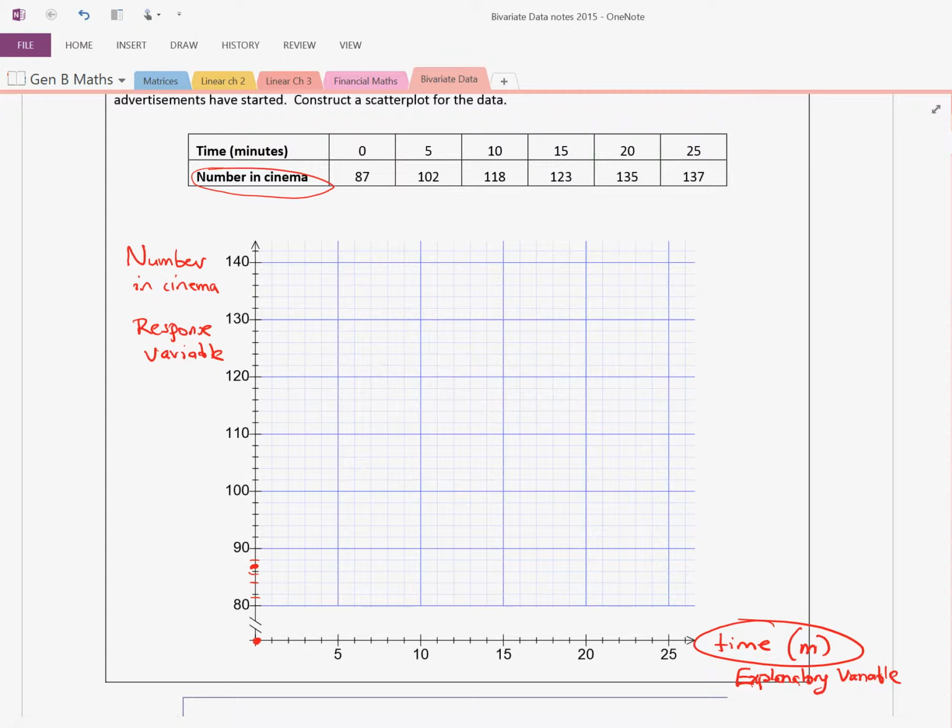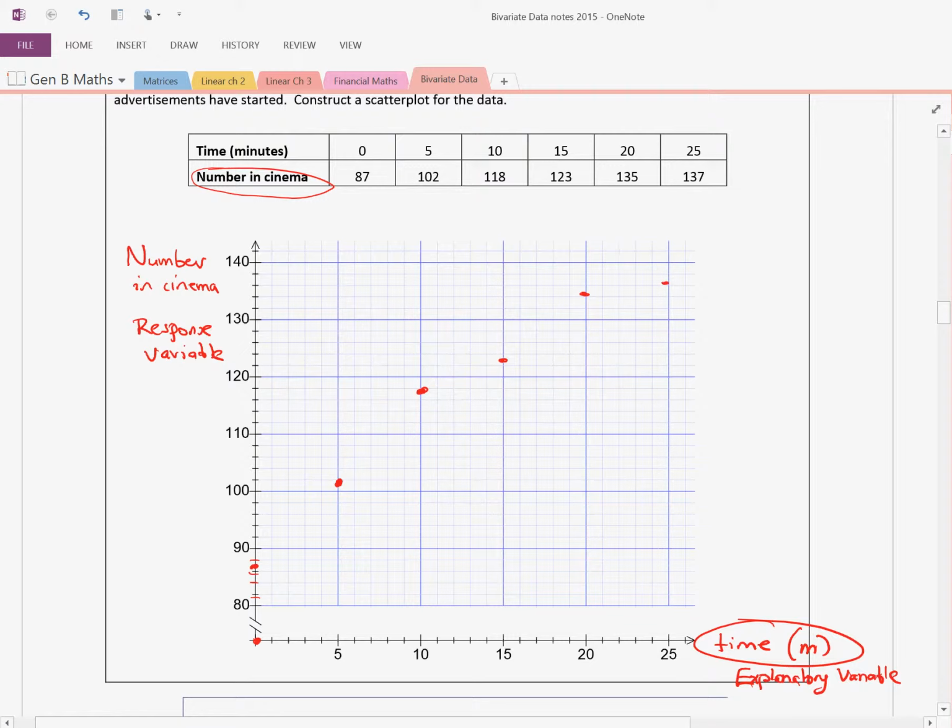5 and 102. So I'm going to say 5 and 102. These are going up in 2, so that's going to be there. And 10 and 118 goes there. And 15 and 123. Well, 123 is going to go about there. And 20 and 135 is going to go about there, isn't it? And 25, 137 is going to go here, I think.